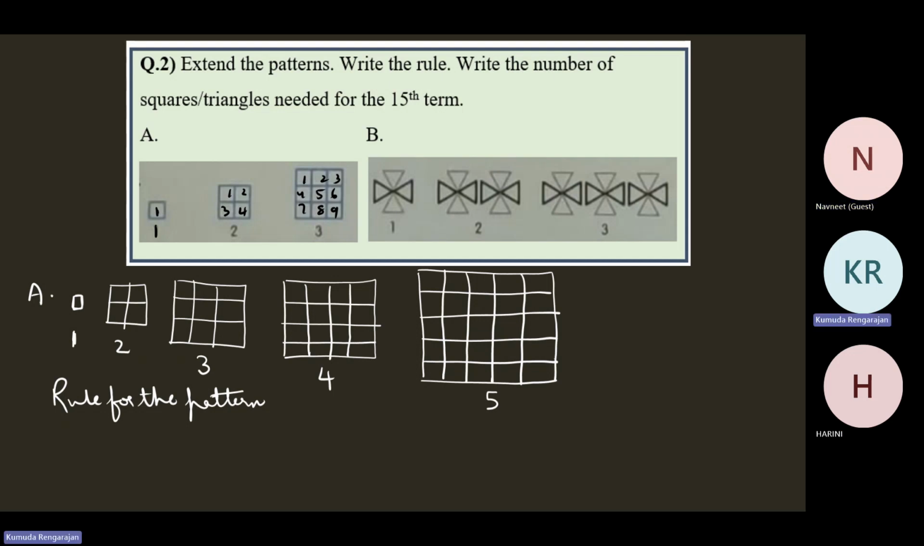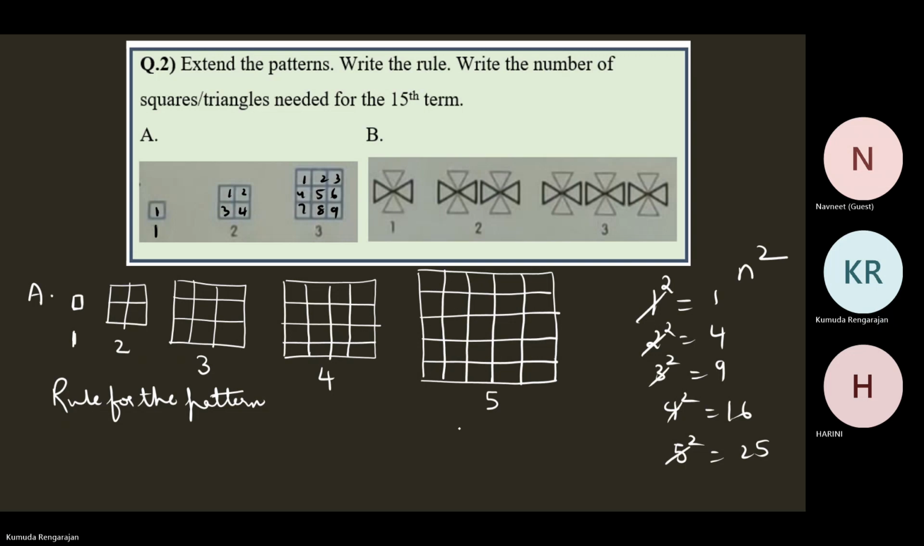I told you, you should replace 1, 2, 3, 4, 5, 6, 7, 8 with n. So what did we do? For the first term, 1 square, 1. Then 2 square, 4. 3 square, 9. 4 square, 16. 5 square, 25. Replace 1, 2, 3, 4, 5 with n. So the rule is n square. The counting numbers 1, 2, 3, 4, 5, they all will be represented by n.